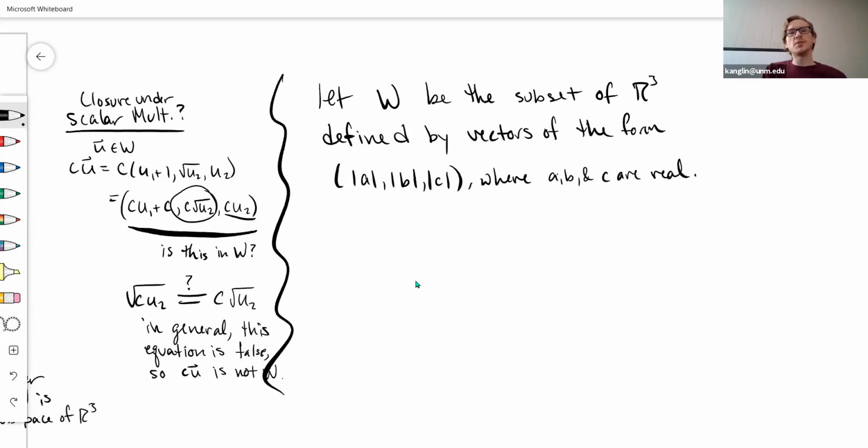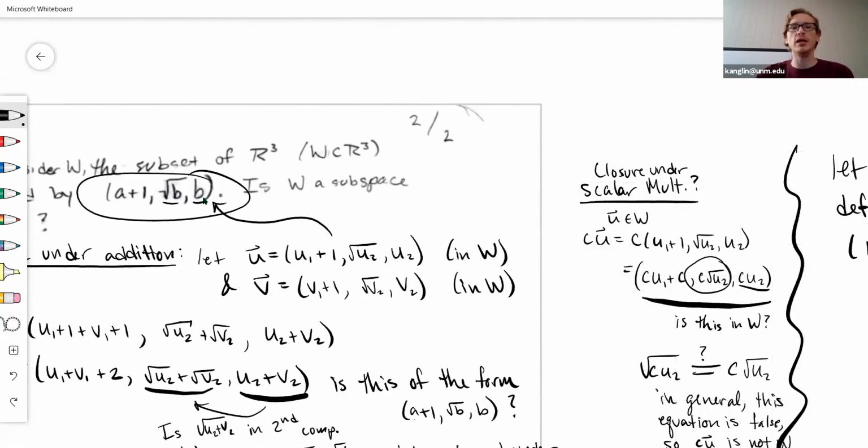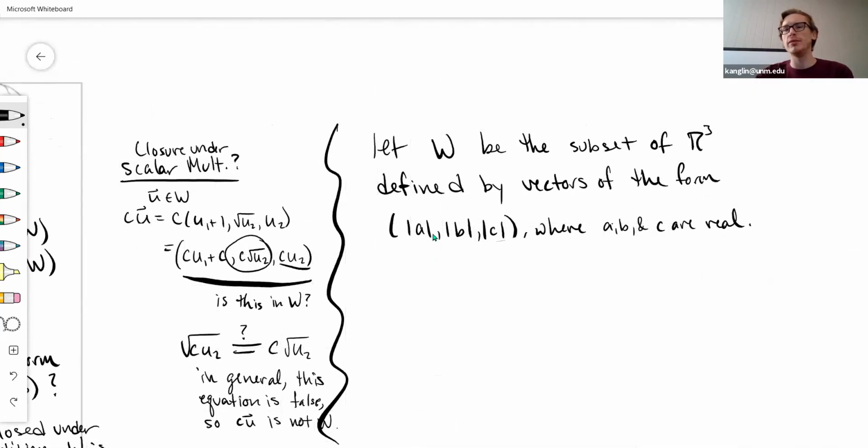So W is the subset of all vectors of this form, where we're just saying every element has to be the absolute value of some real number. And they don't have to be related to each other. Keep in mind, the A, B, and C are unrelated to each other. Whatever A is, B is unrelated to it, C is unrelated to it. There's not a connection between the components like there was in this case, right? The B here had to have its square root in the middle component. Here we're using all different letters, so it doesn't matter what these elements are. All we're saying is each has to be expressible as the absolute value of some real number. So is this closed under addition?